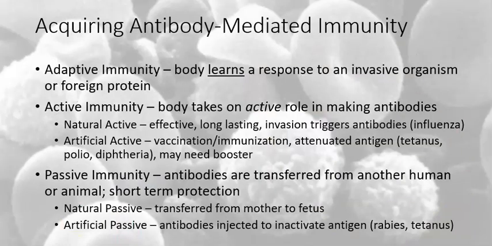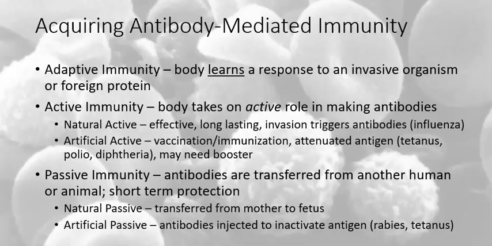Next, this is acquiring antibody-mediated immunity. First, we're going to talk about adaptive immunity. This is where the body learns a response to invasive organisms or foreign protein. You have natural or artificial. With active immunity, the antigen enters the body. The body responds by making specific antibodies against the antigen. It is called active as the body takes an active role in making the antibodies.